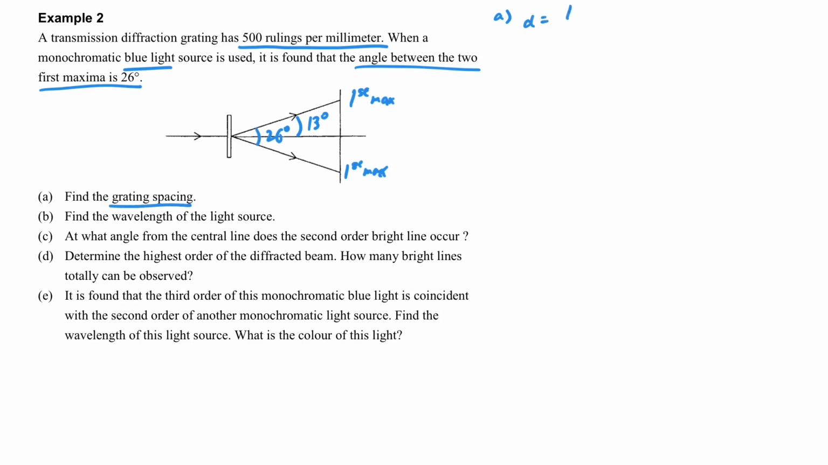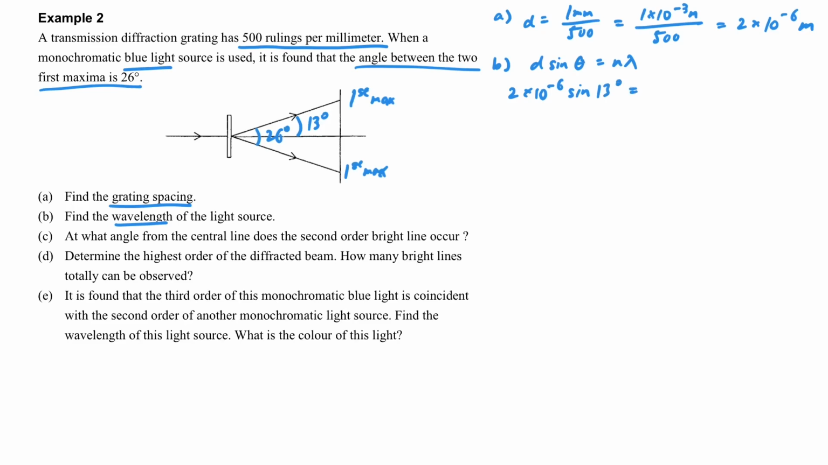If we want to find the grating spacing, we can just use the concept to solve it. 500 rulings per 1 millimeter, so 1 millimeter divided by 500 is the grating spacing. This is the very first part. Every time we calculate it, make sure you make the unit correct.